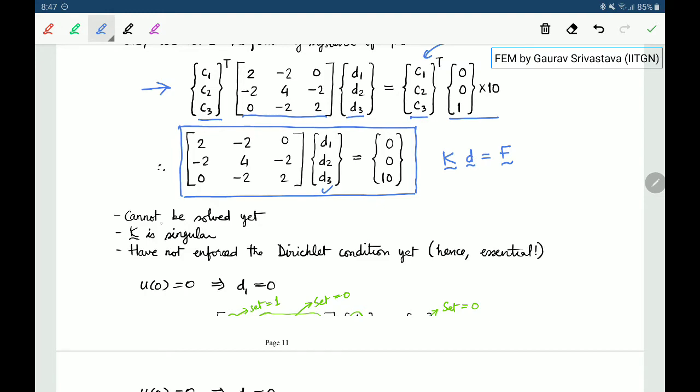The only problem, however, is that this cannot be solved yet. If you check, this matrix will come out to be singular. I would urge you to think why this is singular. There is a hint of the answer here, but I would suggest that before you move on to the next session, please try to come up with a possible reason why this K matrix as we have formed here is singular, and of course if it is singular, this equation cannot be solved.